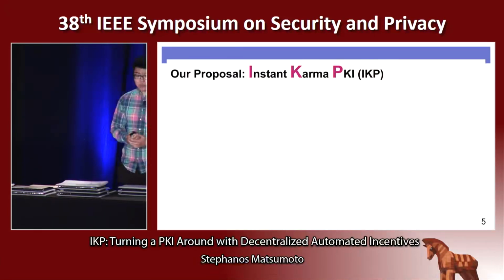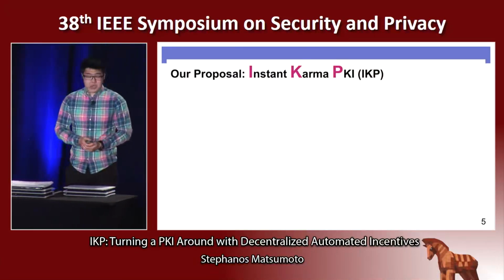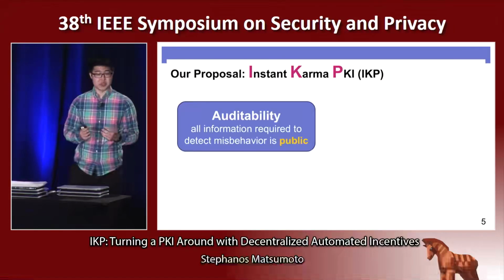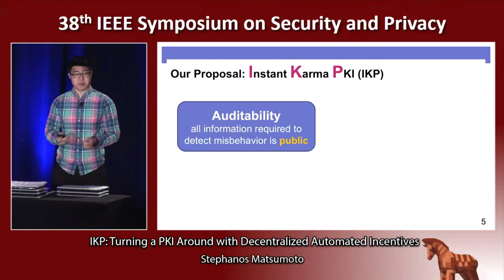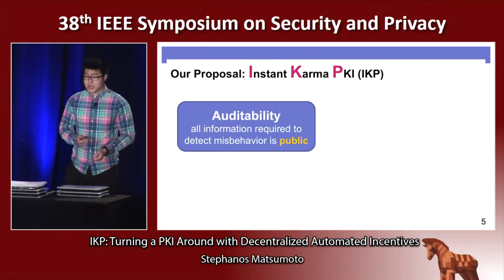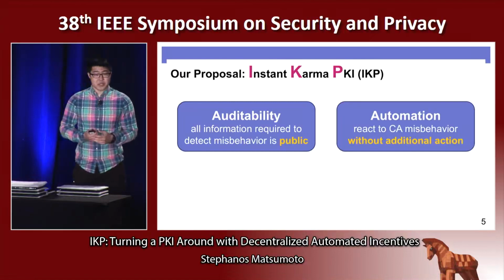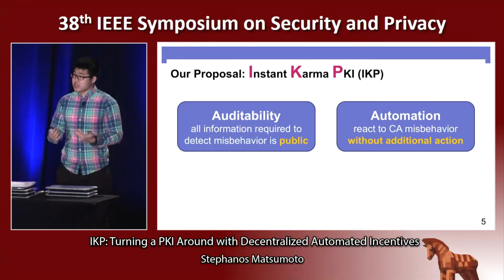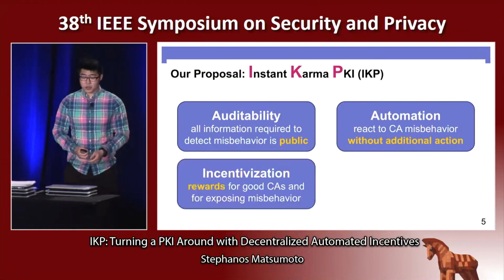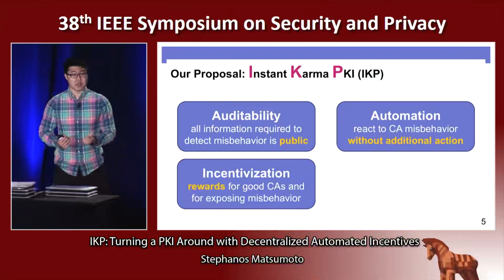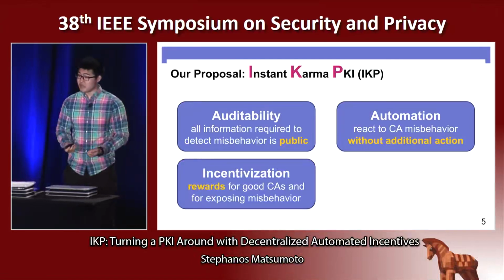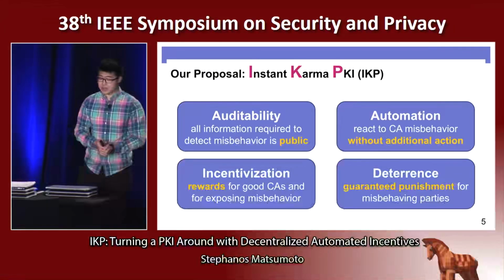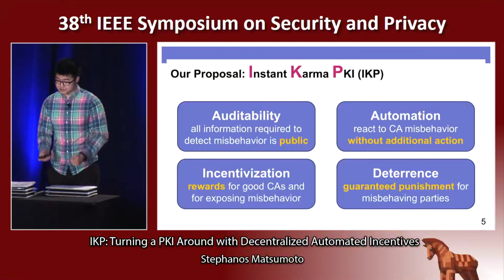And our contributions in IKP are four main benefits. So the first is auditability, in that all the information that's required to determine if a CA has misbehaved or not is publicly available. Second, we provide automation, which means that once misbehavior has been successfully detected, all the responses can take place without any additional action required. We also incentivize good CAs and the exposure of CA misbehavior. And we provide deterrence. Ultimately, we want to reduce the rate of misissued certificates by guaranteeing punishments for those who misbehave.